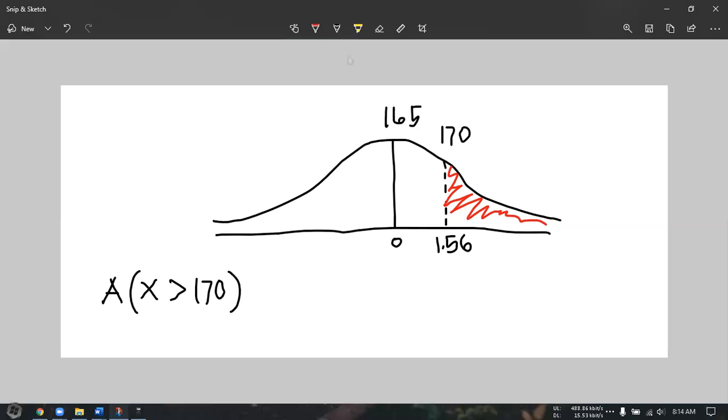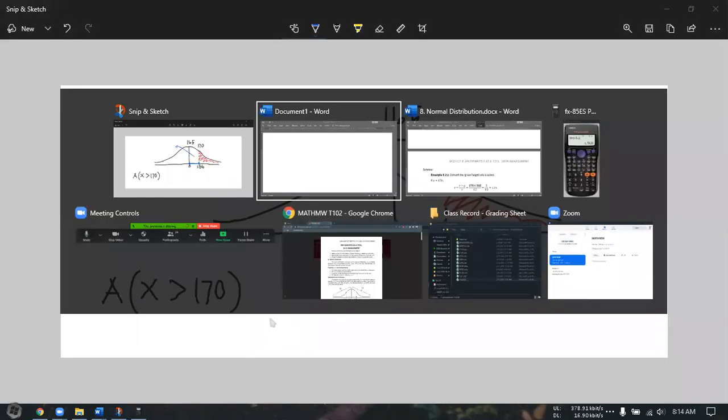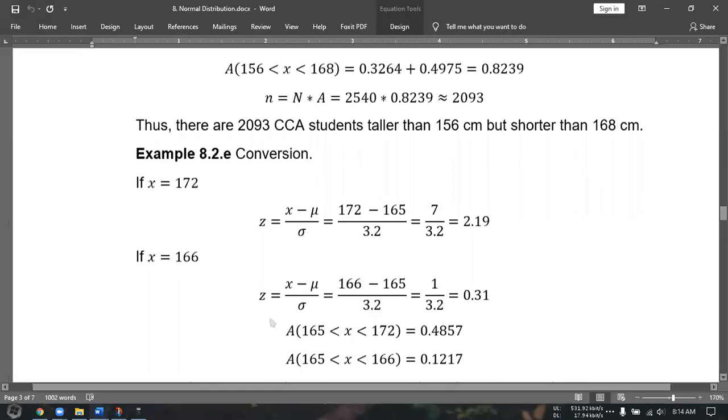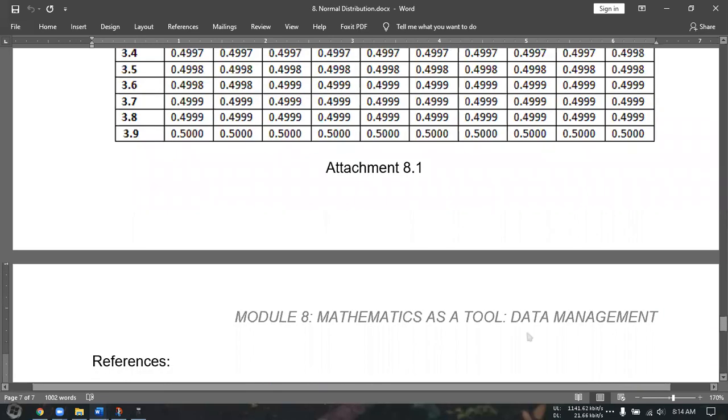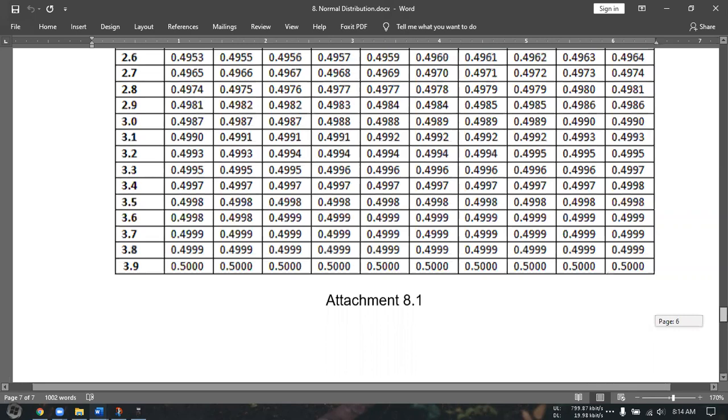If this is the shaded portion, the table would tell us the area from the mean to 170. The table is always from the mean. So the table would tell us the area from 165 to 170 using this z-score. Go back to our table. 1.5, first column, first row is 0.06.